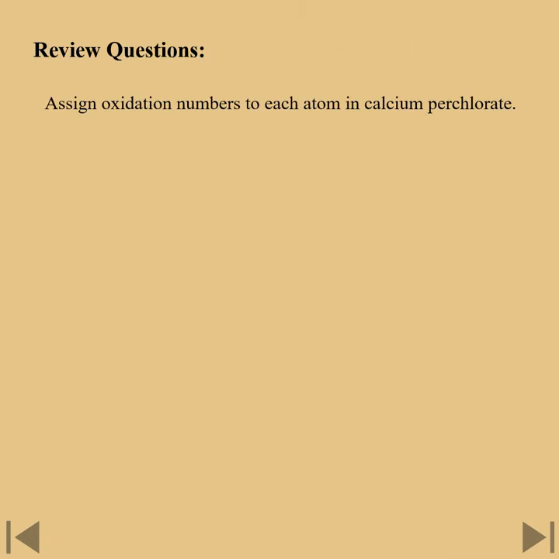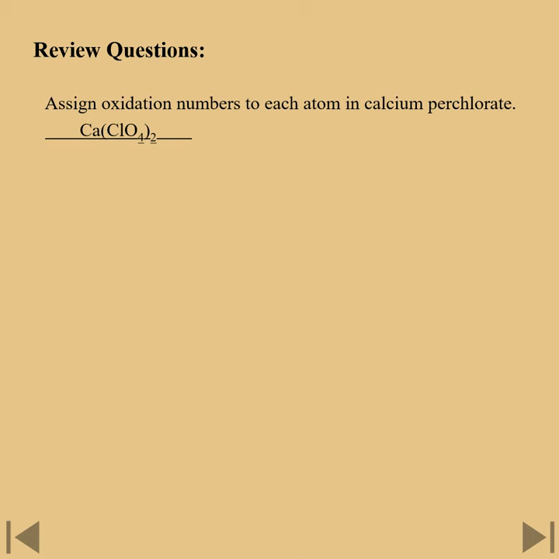Okay, let's warm up with a little bit of review. We're asked to assign oxidation numbers to each atom in calcium perchlorate. Here is the formula of calcium perchlorate, and this is an ionic compound, and so the calcium ion exists as the +2 ion, and hence there's its oxidation number, +2.